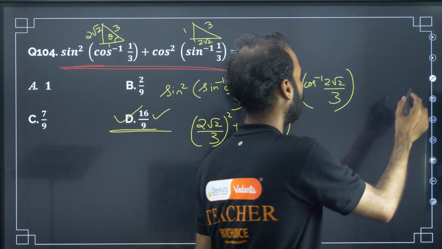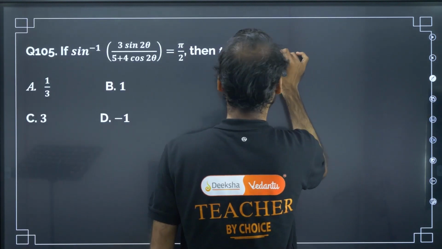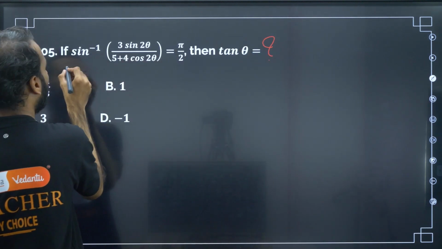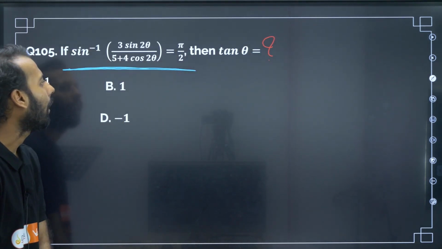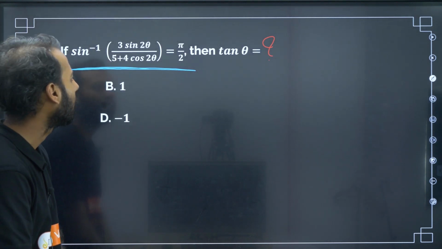Moving on to next question. Sine inverse, some information they have given. They are asking to find tan theta. What data have they given? They have given sine inverse of 3 sine 2 theta by 5 plus 4 cos 2 theta is equal to pi by 2. Then tan theta is equal to how much? They are asking this.